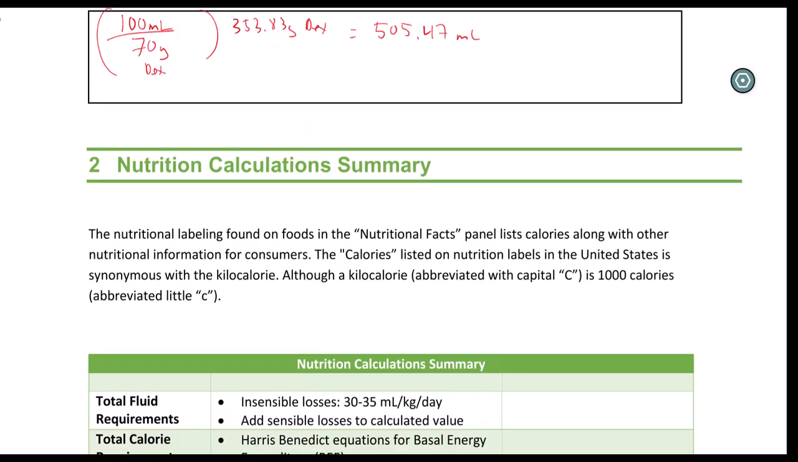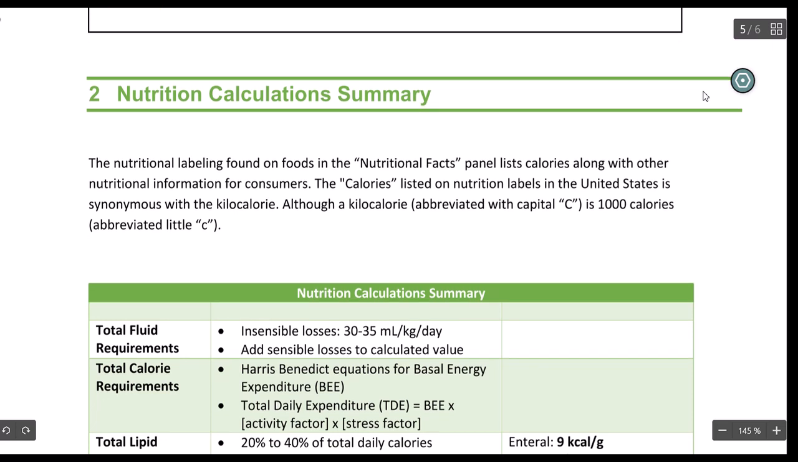This right here is the summary of the nutritional needs that we just calculated, right? One thing to keep in mind: if you look at a nutritional fact panel on the food you're eating or drinking right now, it's going to say calories. The calories listed there are in kilocalories, not calories. Although kilocalories is abbreviated with a capital C, the actual calorie is a little c. So if it says calories and abbreviates with a C, that's talking kilocalories. On a label, it's usually capital C, meaning kilocalories.